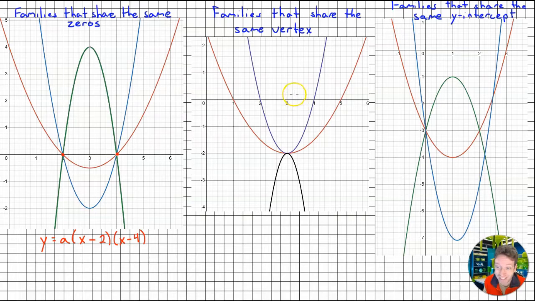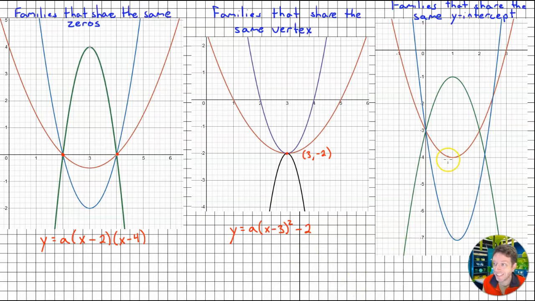Over here in our second family, all of the quadratics have the exact same vertex. In this case, the vertex is the point 3 and negative 2. So we're going to write this in terms of y equals a, and this is called vertex form. So we're going to write x minus, and then the x-coordinate, sorry, which is 3, squared, and then we're going to add the y-coordinate, which is negative 2.